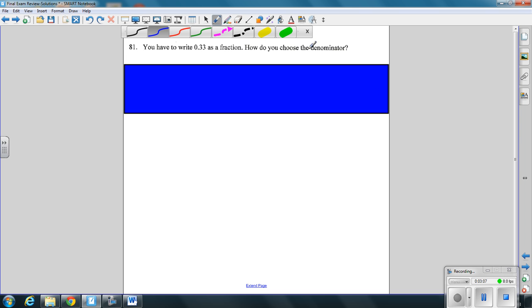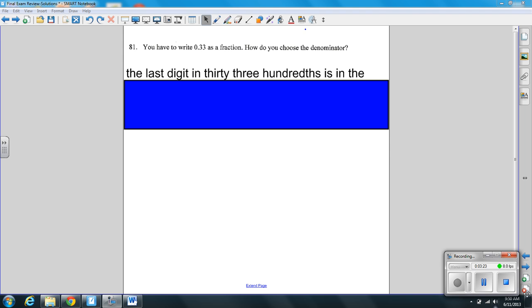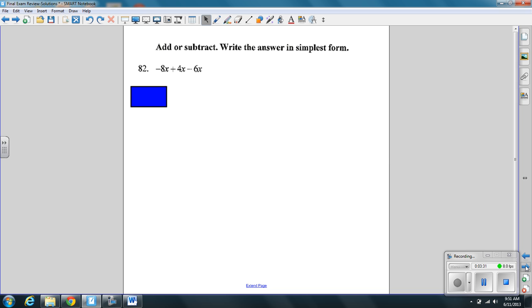81. You have to write 33 hundredths as a fraction. How do you choose the denominator? In this question, we'd like to know how we find the denominator. Since we know that the last digit is in the hundredths place, we know that our denominator will be 100. So this would be 33 over 100.